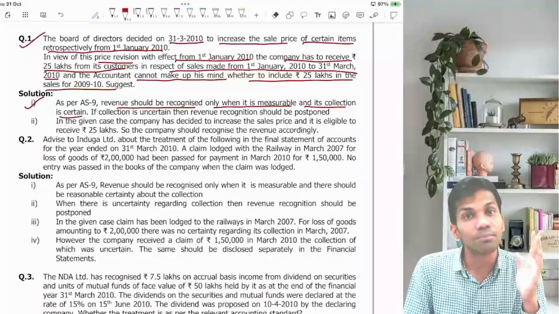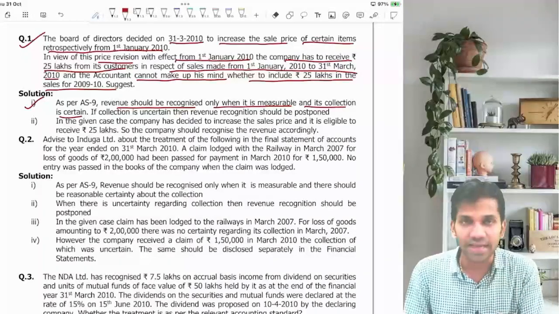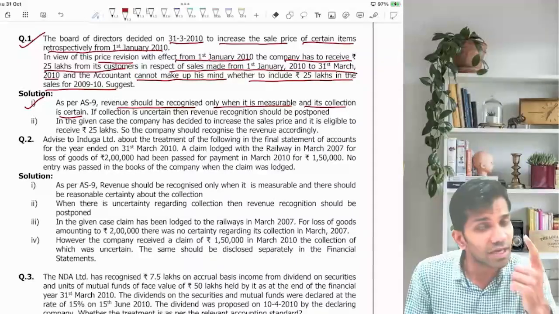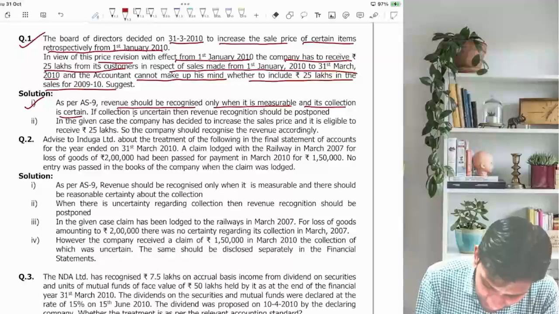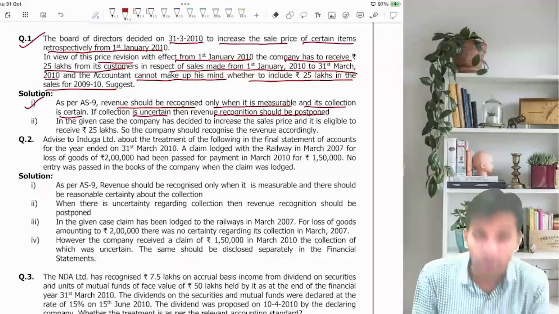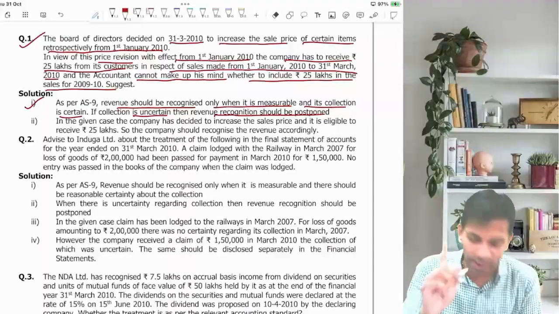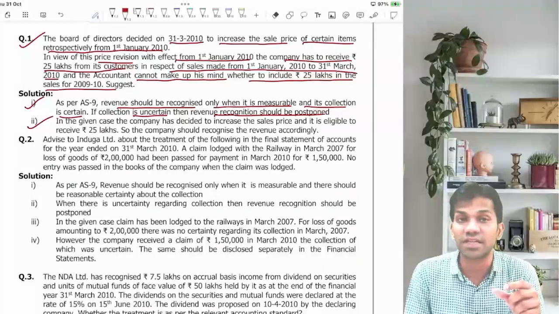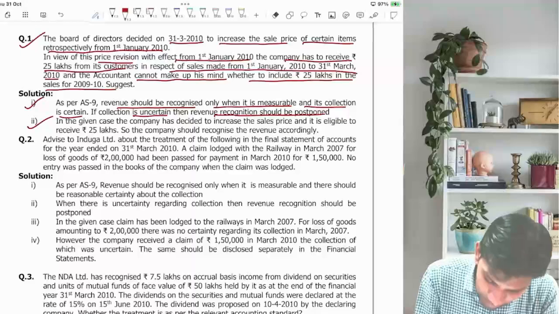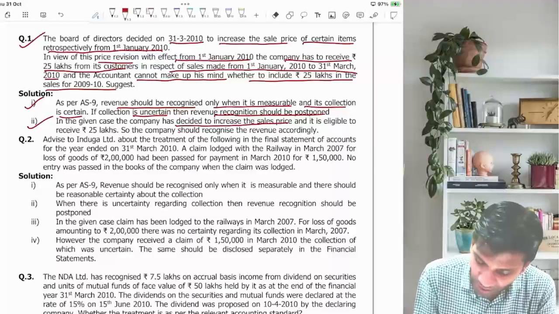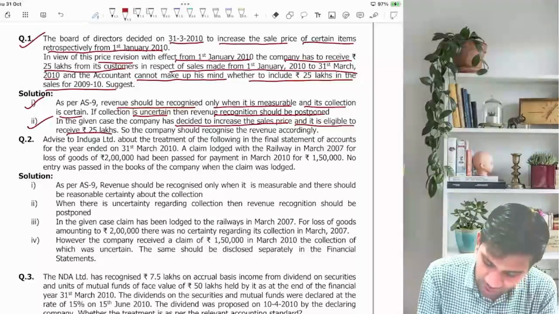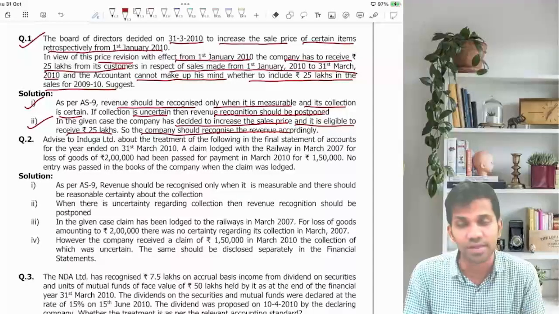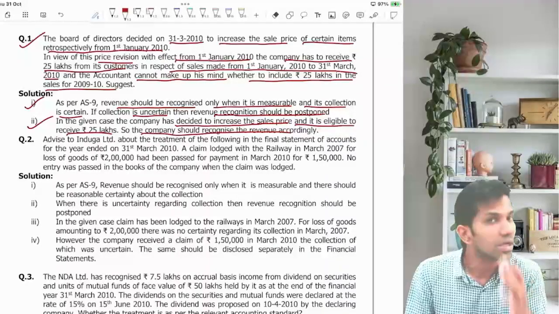So how to present in the best way? As per AS-9, revenue should be recognized when it is measurable and when there is reasonable certainty regarding its collection. If the collection is uncertain, then revenue recognition should be postponed. So this is the standard line which you are supposed to write in the given case. First the provision, and then the facts given in the problem, the given situations. The company has decided to increase the sales price and it is eligible to receive 25 lakhs. So the company should recognize the revenue accordingly. If it is receivable and measurable, then the company should recognize the revenue immediately.